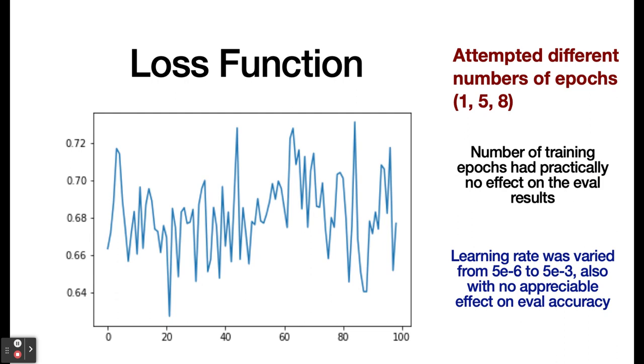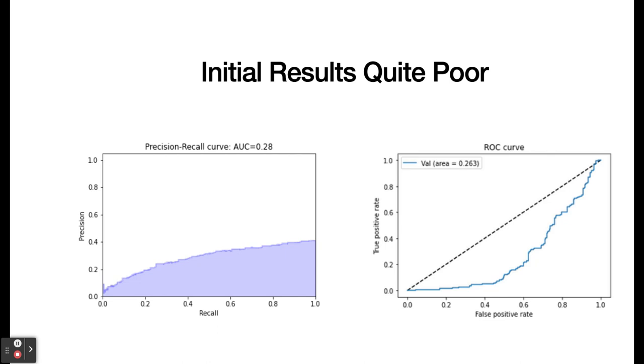When the model failed to converge, I tried running as many as 8 epochs with no effect. Changing the learning rate also had no significant reduction in the loss function. As can be seen in these graphs, AUCPR and AUROC curves were both extremely low. AUCPR was 0.28 and AUROC was 0.26.